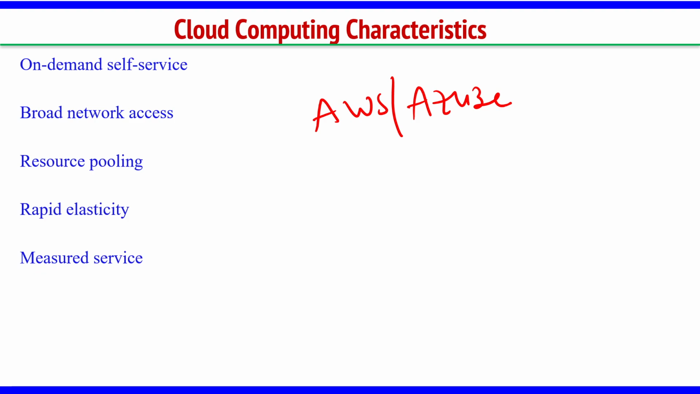So, on demand you can get the services any point of time. You yourself can get the services without contacting any provider. You yourself can use cloud computing and run your business. Broad network access. It is network access, it is accessible through internet. All the cloud services are accessible through internet. Wherever you are, if you have internet, you can access them. That is the second point.